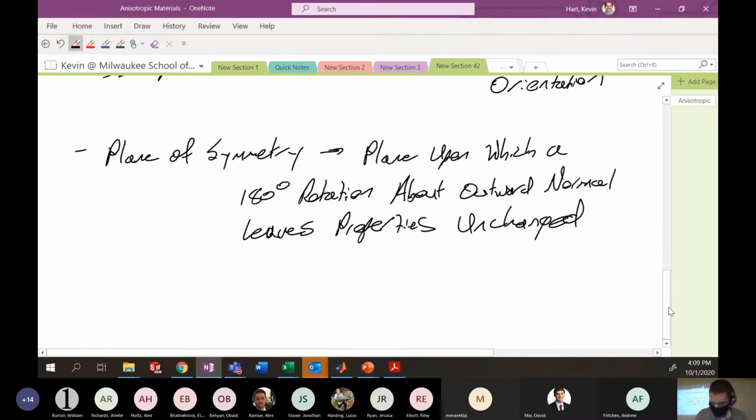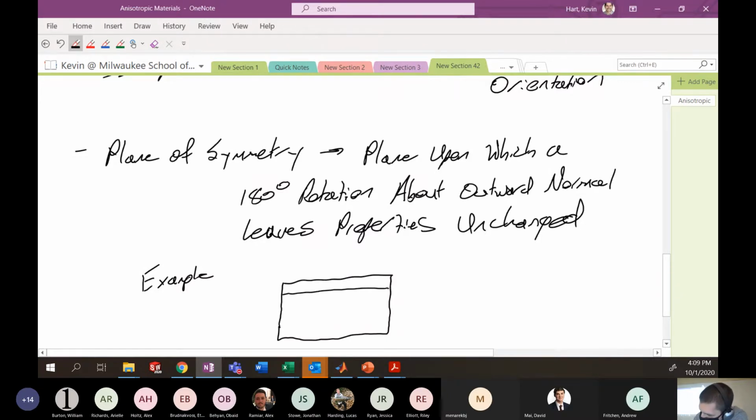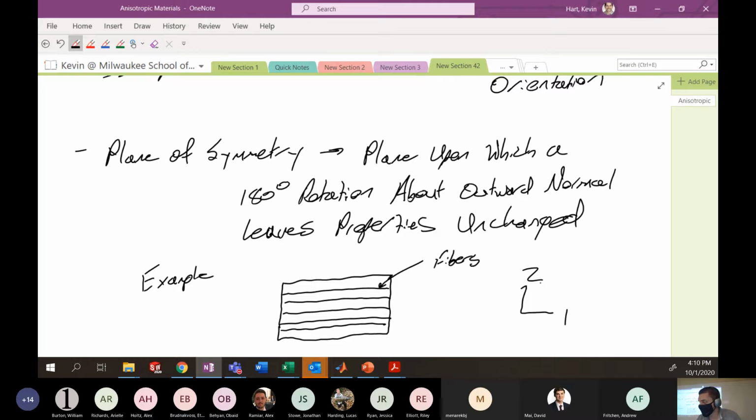180-degree rotation around an outward normal to that particular plane. If the properties are generally unchanged, you're good to go. Here might be an example. If we've got some composite with fibers in it that are running this direction, and we generally know this to be the 1-2 plane, here the 1-2 plane would be considered a plane of symmetry.